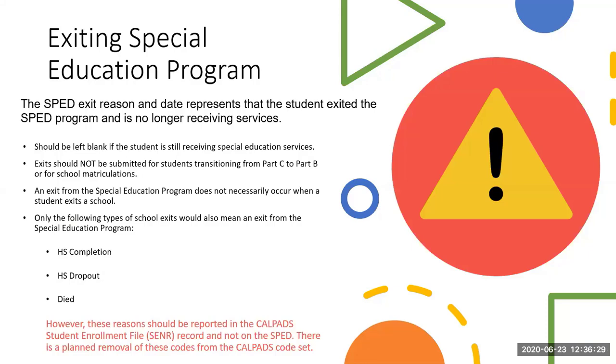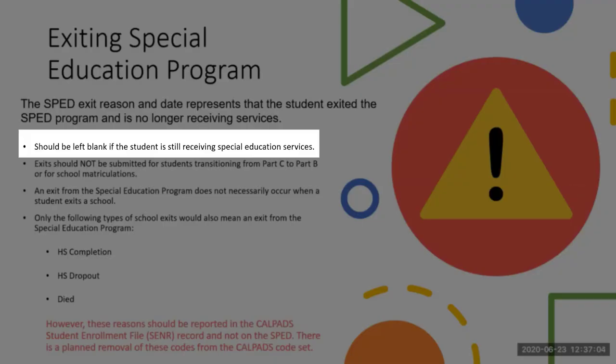So one thing we want to make sure is we understand when we should be exiting a special education student from the program, right? The special education exit reason and date represents that a student exited the special education program and is no longer receiving services. In other words, the student is either ineligible or through some means voluntarily ended services, okay? These fields should be left blank if the student is still receiving special education services.